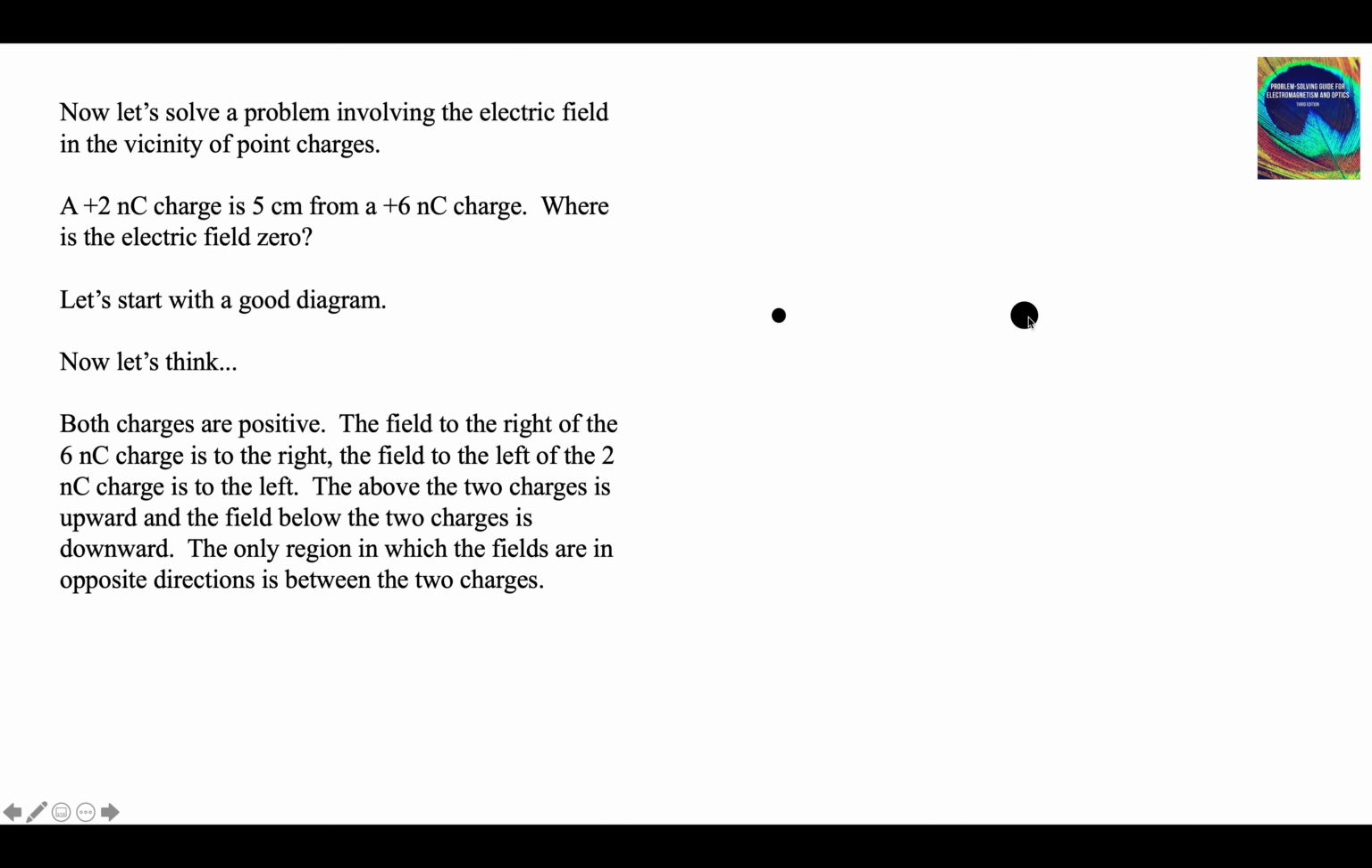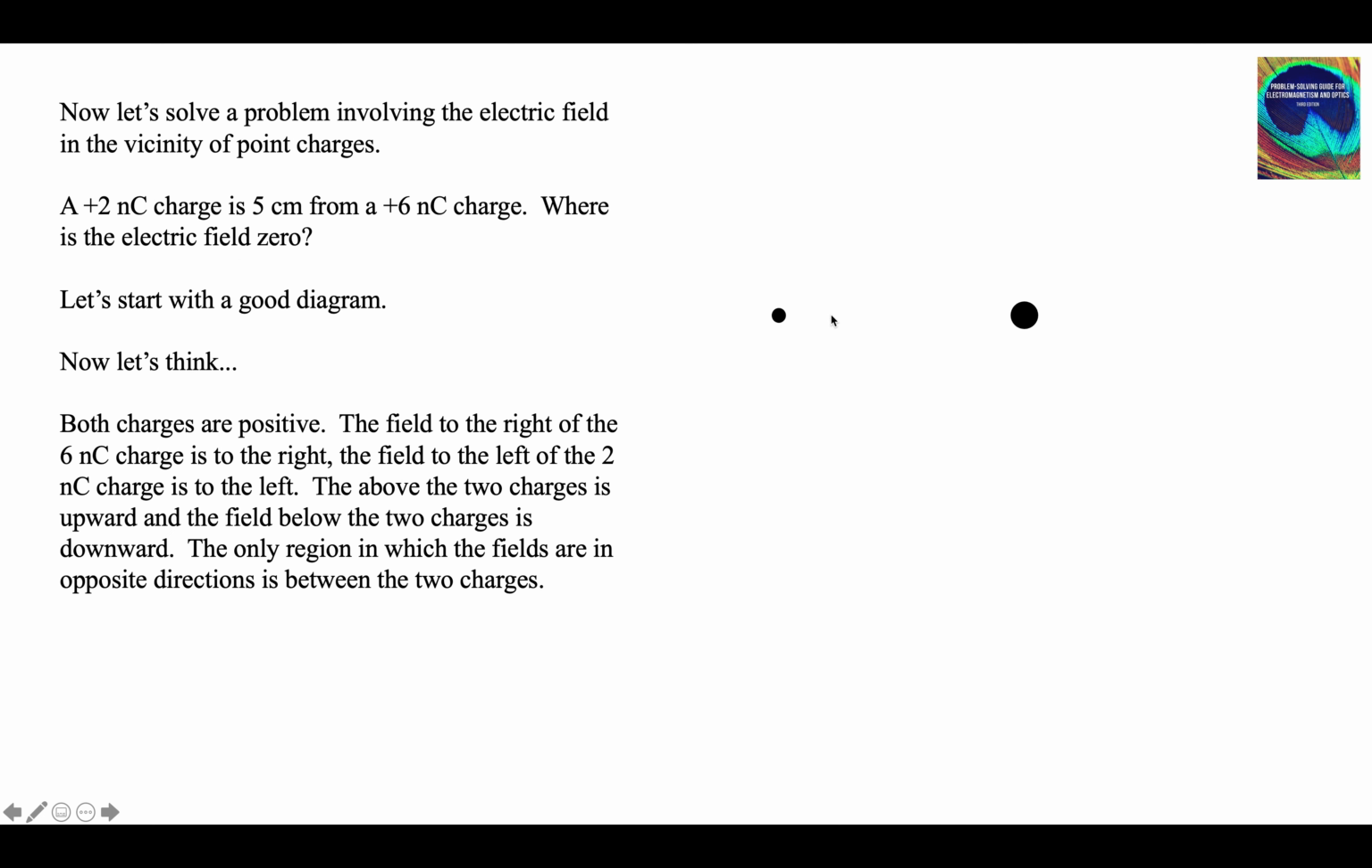Both charges are positive, right? So the field over here is to the right. If I put a positive charge here, it's going that way. If the field over here is to the left, if I put a positive charge over here, it's going to accelerate to the left. If I put a positive charge up here somewhere, both are pushing. It's going to accelerate up. If I put a positive charge down here, it's going to accelerate down. The only region where it's possible that the electric field is 0 is directly between them.